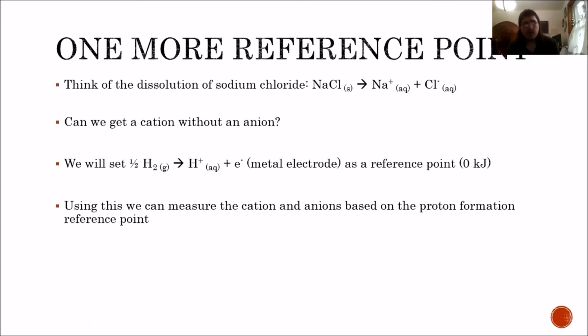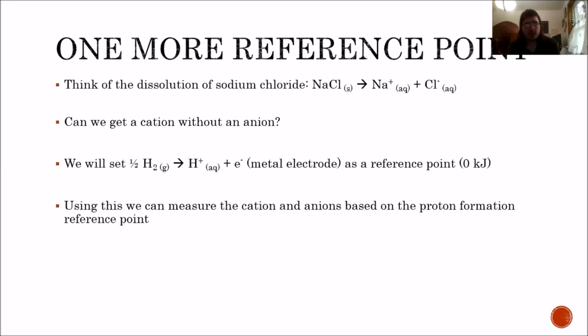Because once again, the reason we couldn't measure absolute enthalpy is because we didn't have a 0 point to measure anything up against. At this point, we don't have a 0 point to measure a cation without an anion. There is no magical cation you can produce without producing some sort of anion. So once again, we're going to set an artificial 0 point.